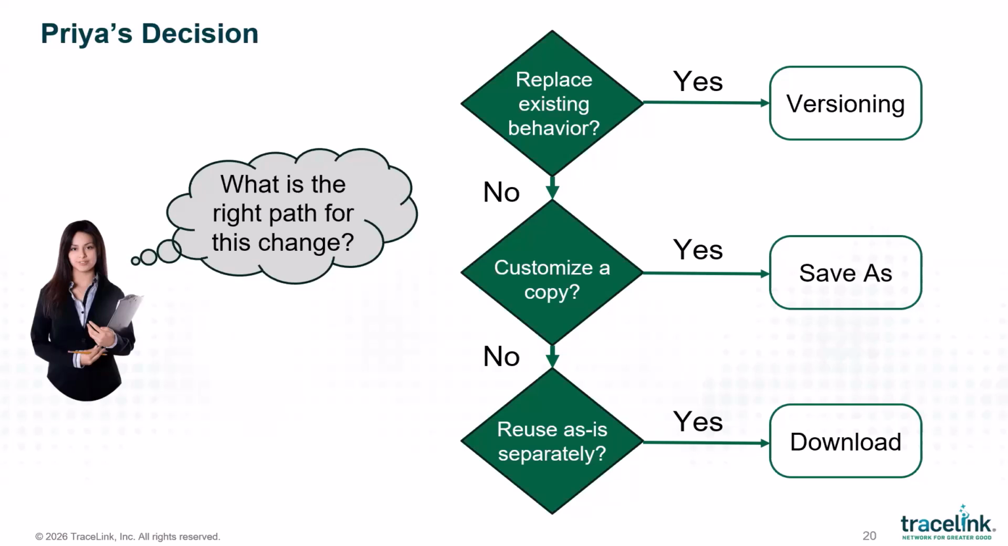Versioning, evolve the same solution. Save As, copy and customize. Download, reuse as is and manage separately. The key is selecting the path that matches the intended direction of the solution. Clear decisions at this stage keep solution management organized and predictable. This is structured solution management in practice.